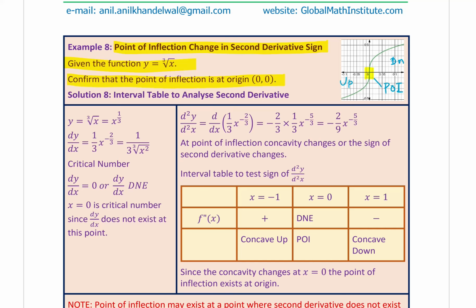So the best way to do it is find the second derivative and then check on either side. If the concavity changes, then we have a point of inflection, correct? So what we are going to do is, for the function, we'll find the first derivative. Once we find the first derivative, then you find the second derivative. Is that clear to you? Right? Now we have to look for critical points on the second derivative.